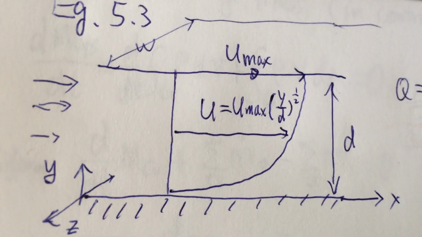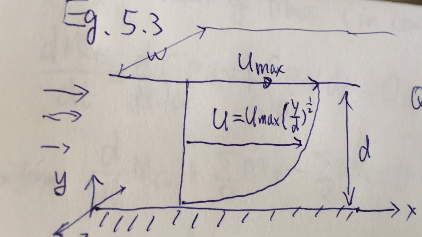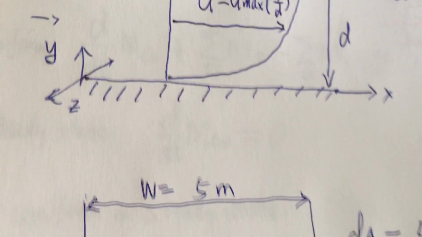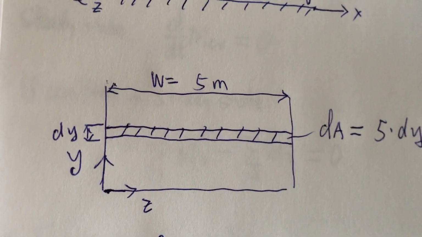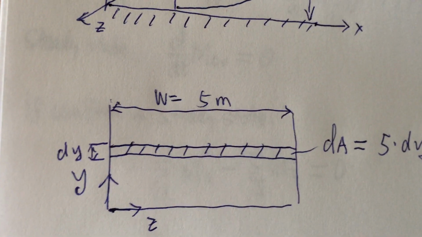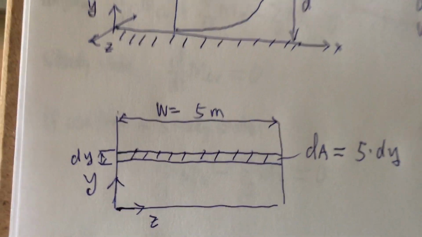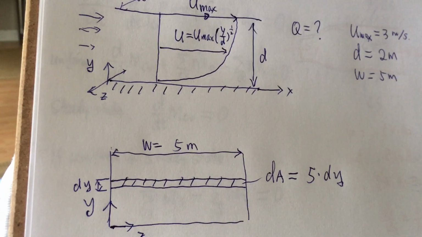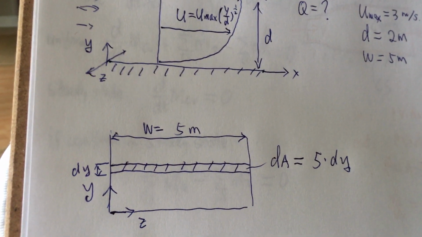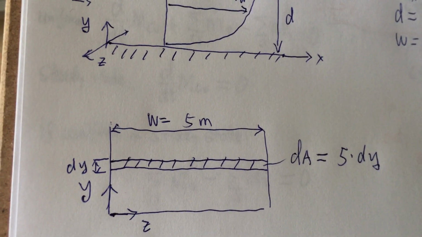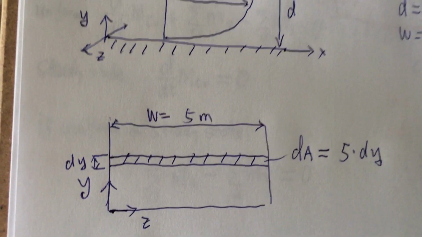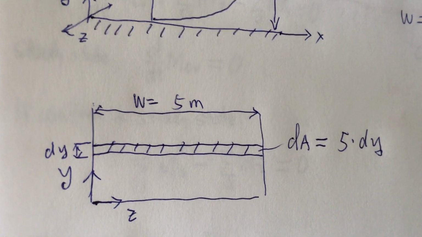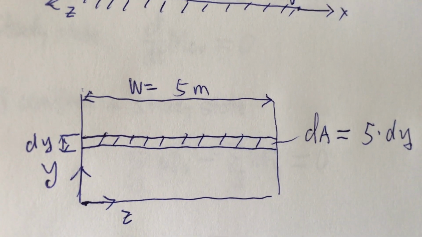We look from the front, from the side, from the left. So we are looking at the YZ plane. This is the cross section the flow goes through, right? So we need to define the dA. The entire area is 2 meters by 5 meters. It's a cross section of the flow. So this is how the dA is defined in this particular problem.